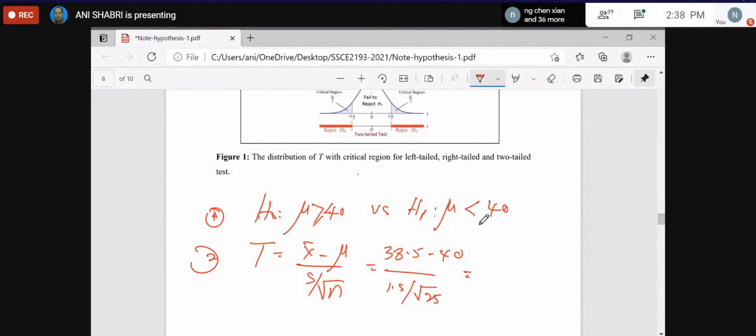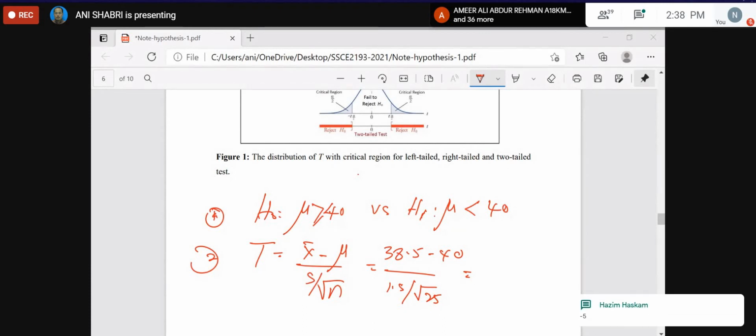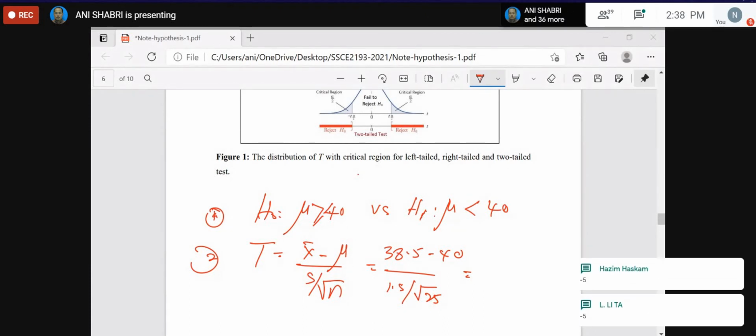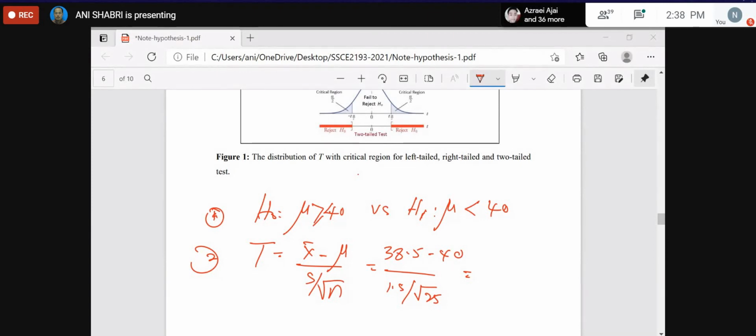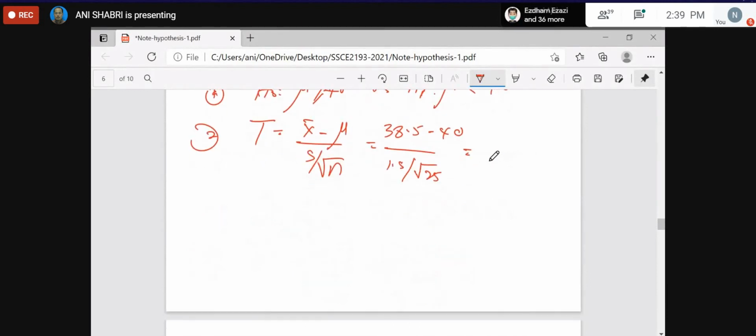What is the value? Have you calculated it? What is the value? H0 must be opposite to H1. Correct, H0 is the opposite. What is the value? Negative 5. The answer is negative 5. From here we get negative 5.